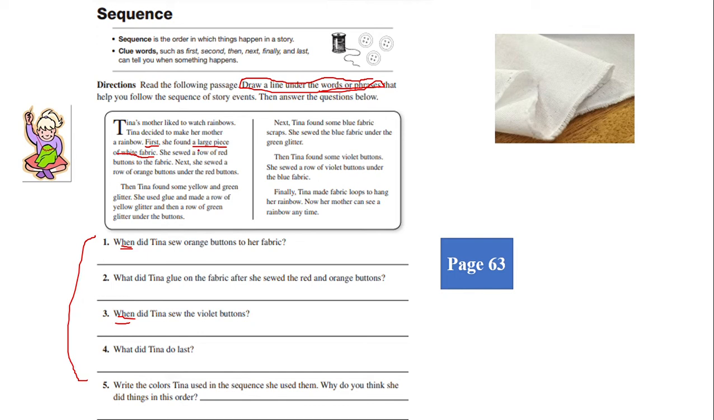So first, what did she do? She found a large piece of white fabric. She sewed a row of red buttons to the fabric. So she has this fabric, piece of cloth, like that, and then she sewed red buttons. This is the first thing she did. Next, underline the next clue word. She sewed a row of orange buttons under the red buttons.